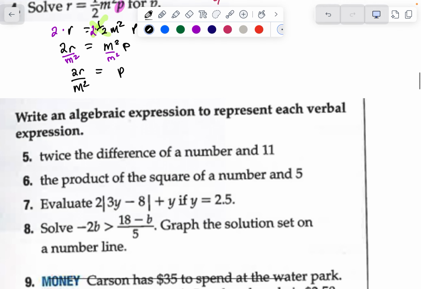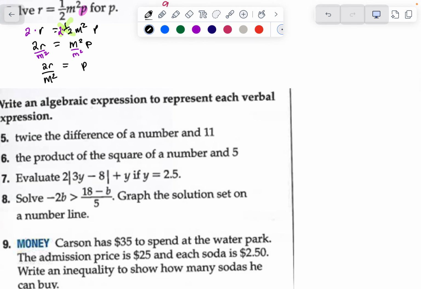Okay. The next thing, say to write an algebraic expression to represent each verbal expression. So there is one like this on the quiz. Let's look at number 5. It says twice the difference of a number and 11. So when it says twice a difference, you want to think about it as twice the subtraction of two things. Twice a difference. The difference of what? See how it says difference of? These are the two things that are going to be in our parentheses, a number and 11.